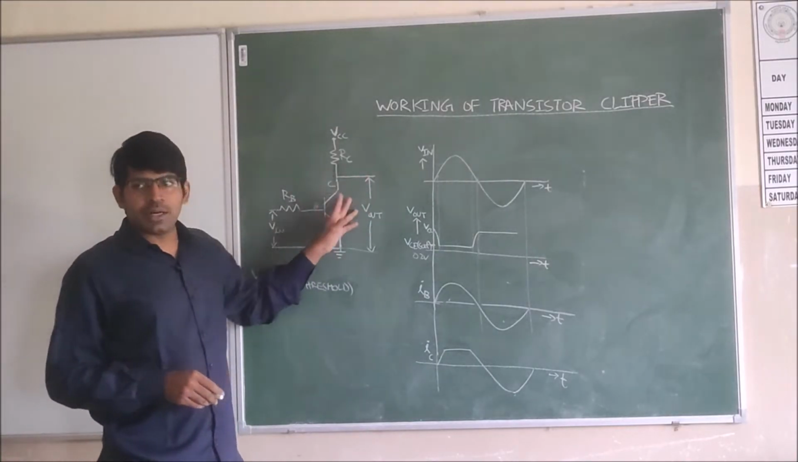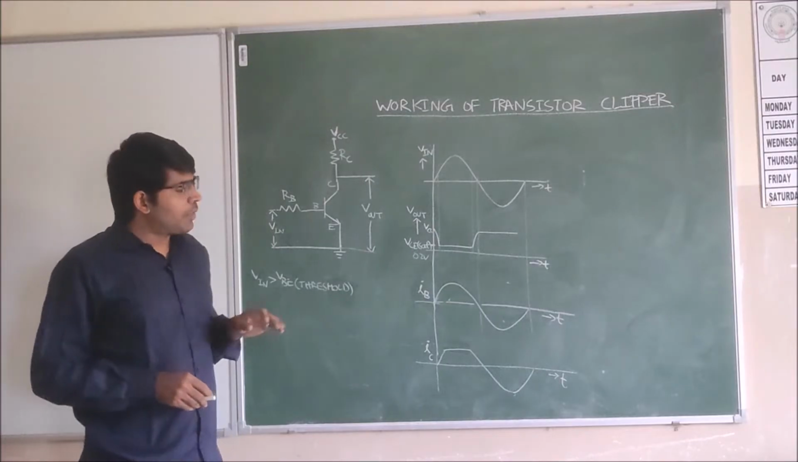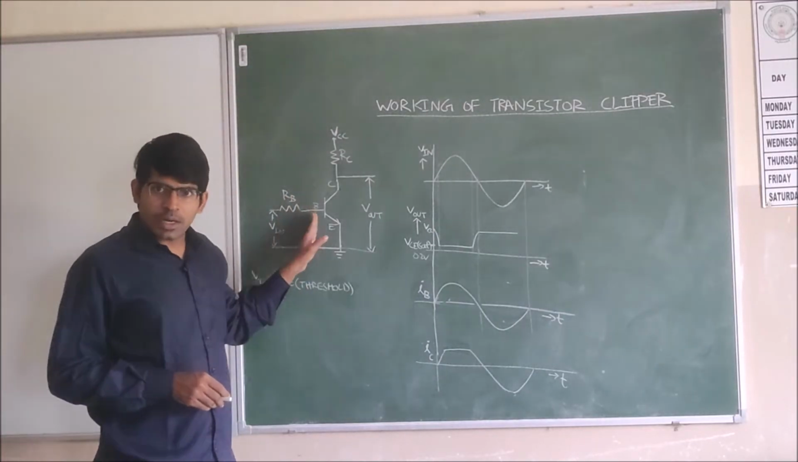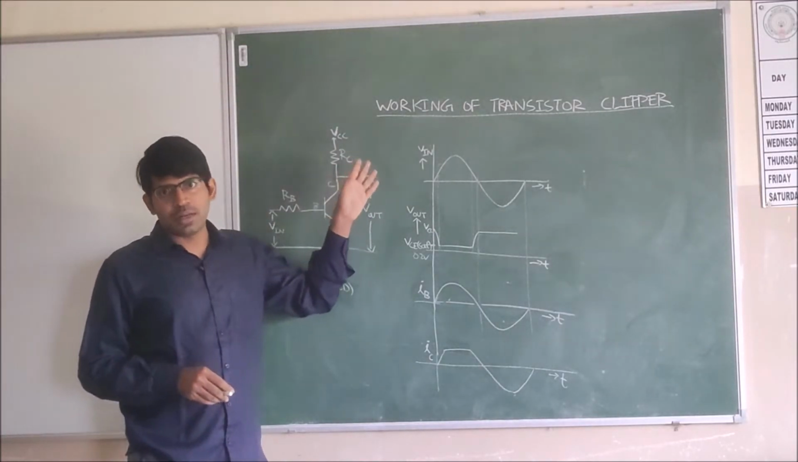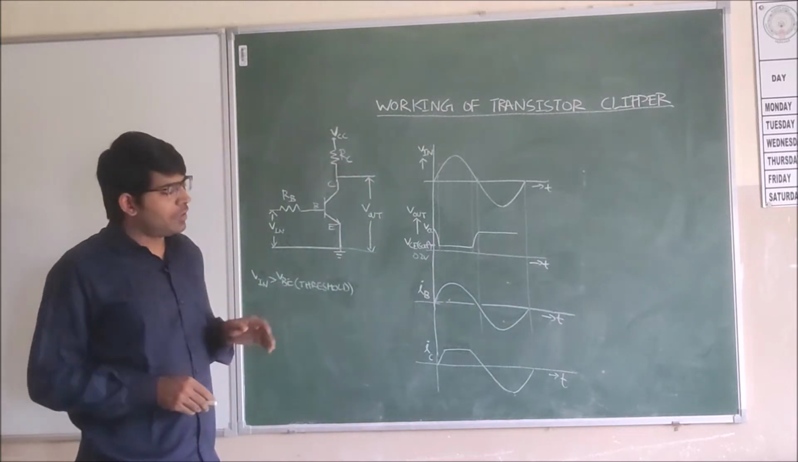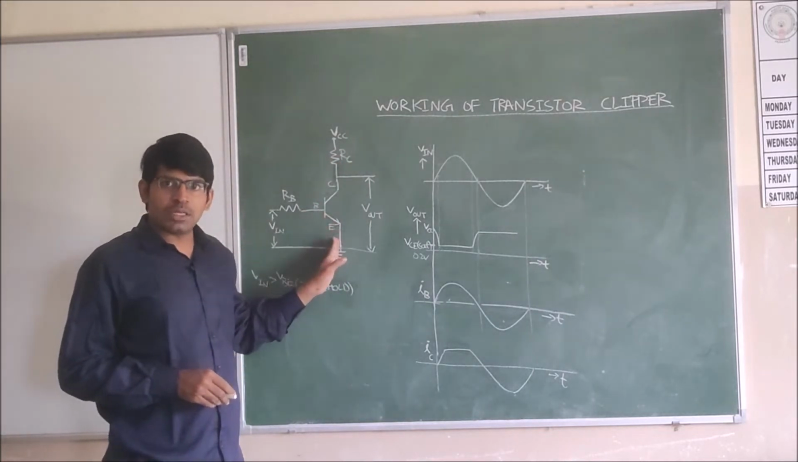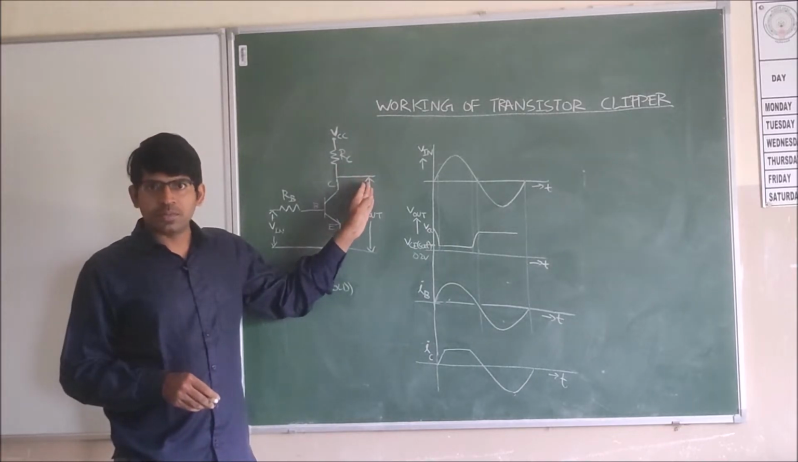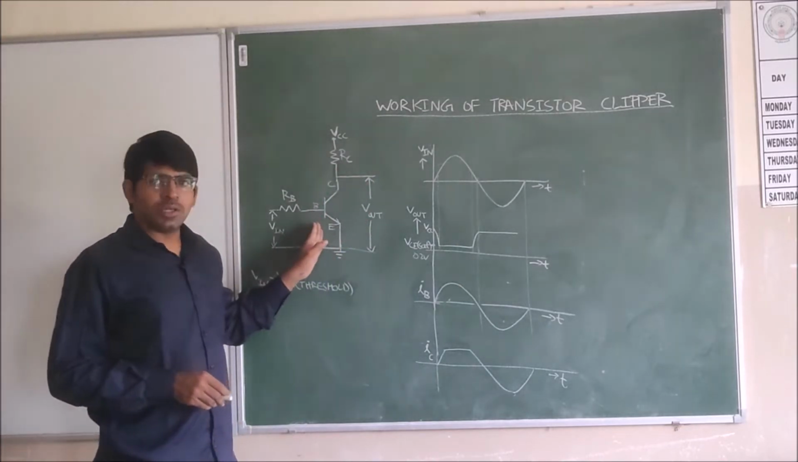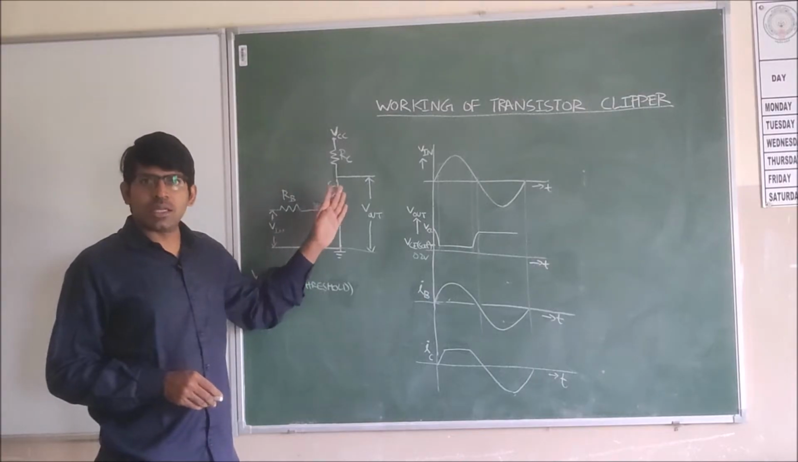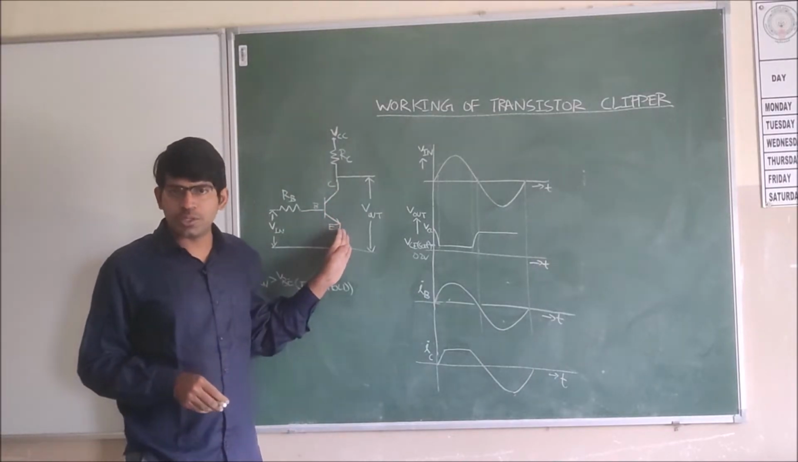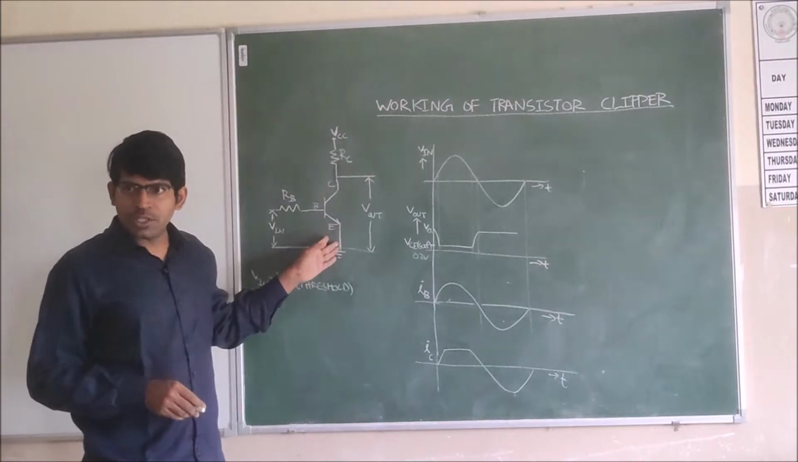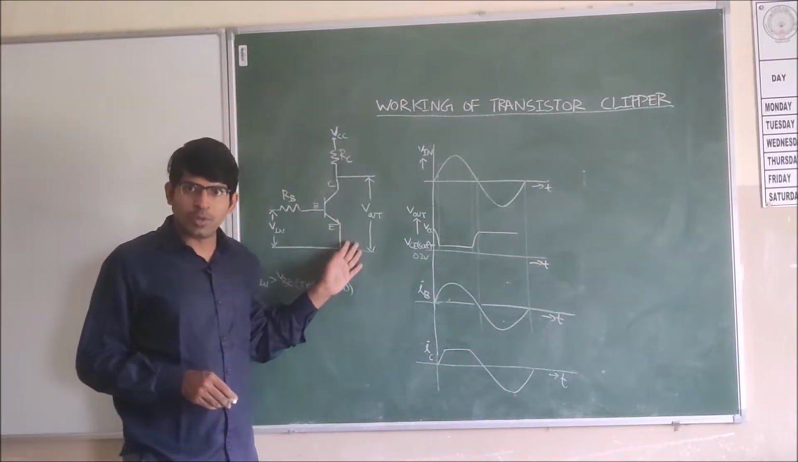Because a BJT is a current controlled device, we expect the input to be a current and we will take the output as a current. If it is operated in the active region, we get the amplified output at the collector terminal. If it is working in the saturation region, the transistor acts like an on switch, a closed switch. If it is working in the cutoff region, the transistor acts like an open switch.